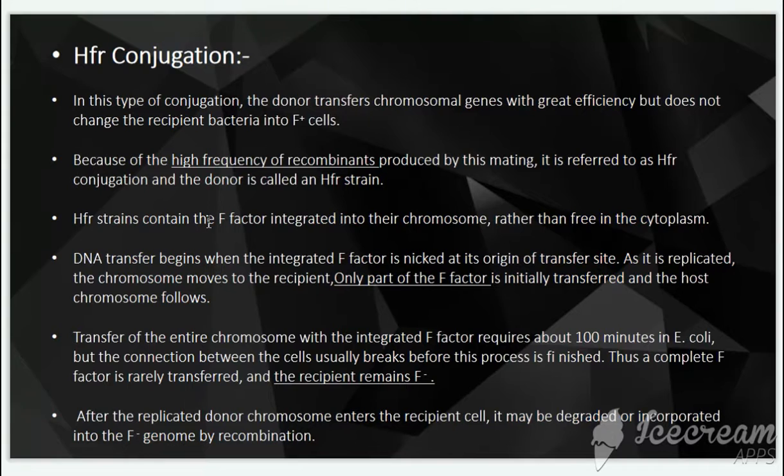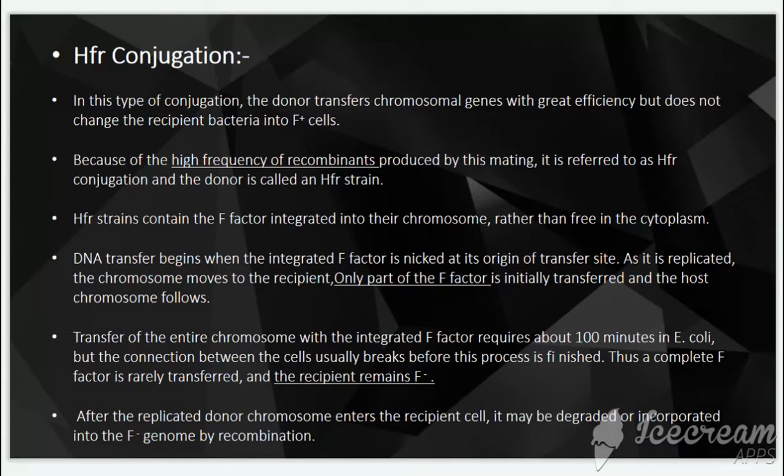They contain the F factor integrated into their chromosome rather than free in the cytoplasm. What does that mean? The Hfr strain contains the F factor. What is the F factor? The plasmid. The plasmid is integrated into the chromosome. In normal conjugation, we saw it was freely in the cytoplasm. Here, the F factor, which means the plasmid, is integrated into the chromosome.